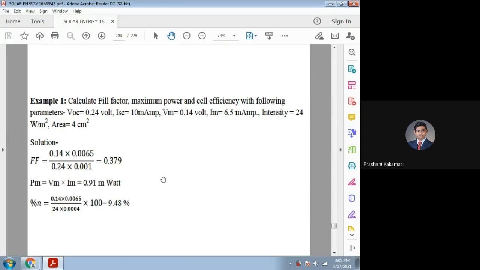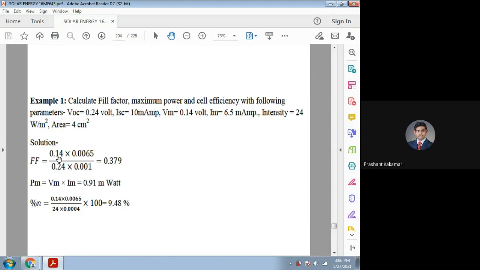The intensity of the solar radiation falling on the solar cells is given as 24 watt per meter square, and the area is 4 centimeter square. Now, you can find the input power, the output power, and then the efficiency also. Now coming to the fill factor, what is the formula?